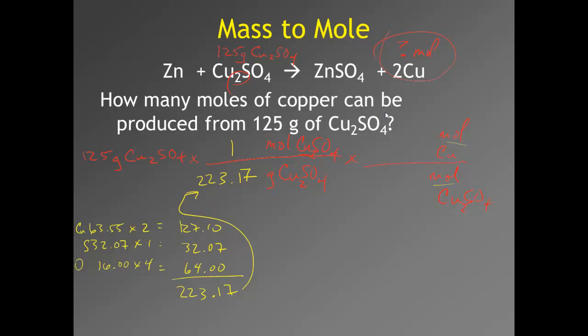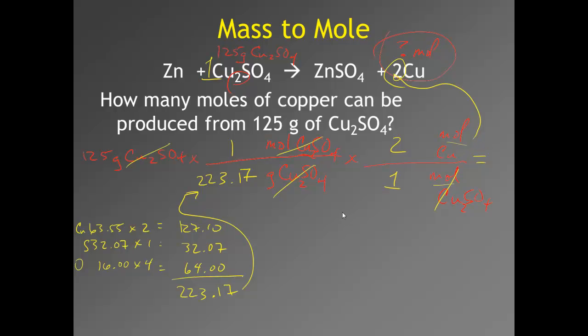Now, my last thing is moles on top of moles. And when I have moles on top of moles, I get to look at my balanced equation. So next to moles of copper, I need this number. That would be a 2. And next to the Cu2SO4, I have my invisible 1. And so that's all I need for my setup. Okay, because my units cancel out. Grams of copper sulfate cancels with grams of copper sulfate. Moles of copper sulfate cancels moles of copper sulfate, and I'm left with moles of copper.